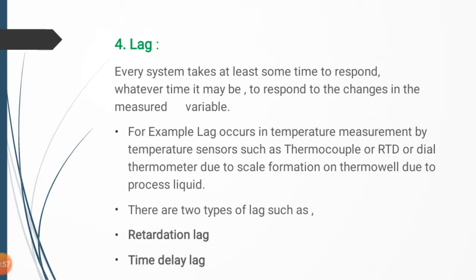These are the dynamic characteristics of the sensors, that is desirable and undesirable, and under each there are again two parameters. So this is all about the sensor characteristics. Now we have discussed both characteristics, that is static characteristics as well as dynamic characteristics of the sensor. This is all about the characteristics of the sensor.